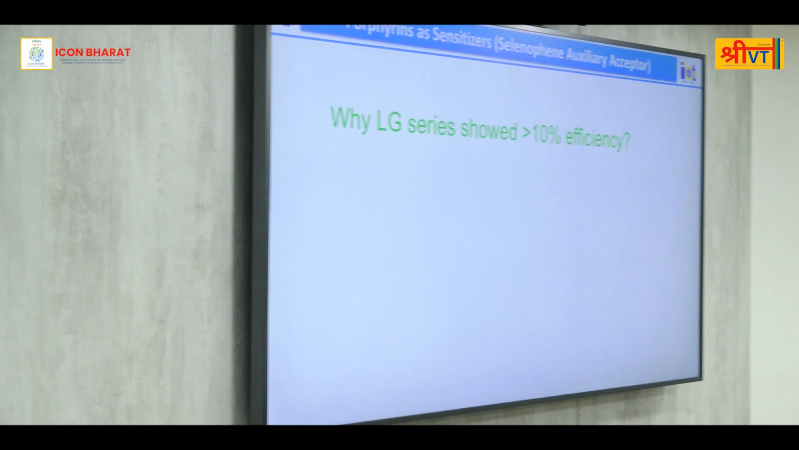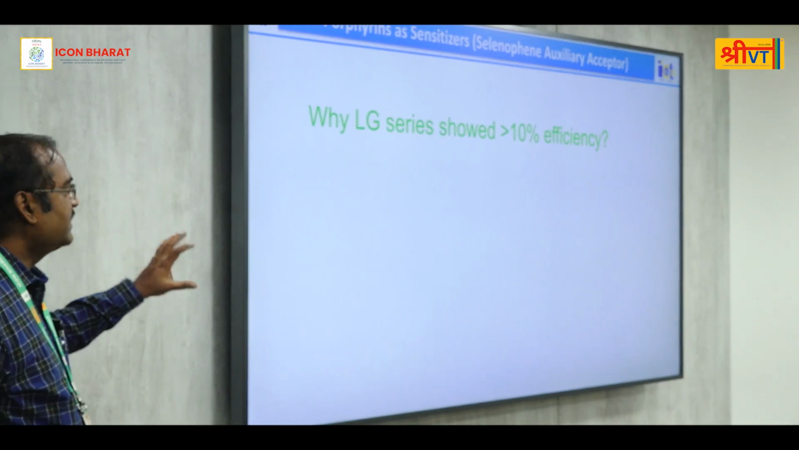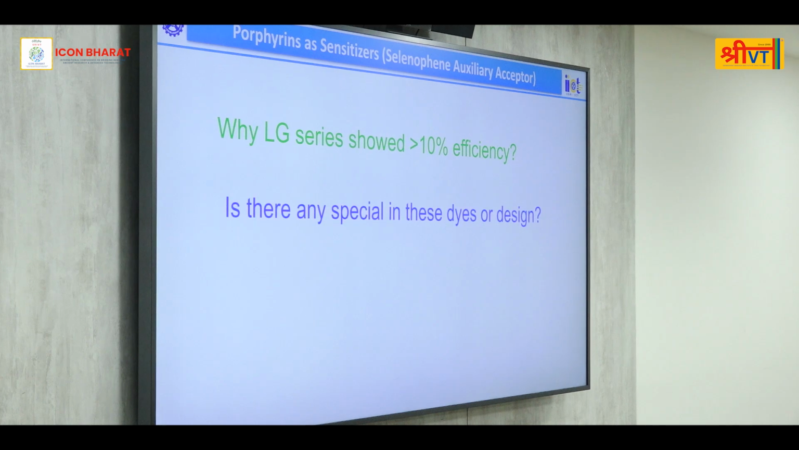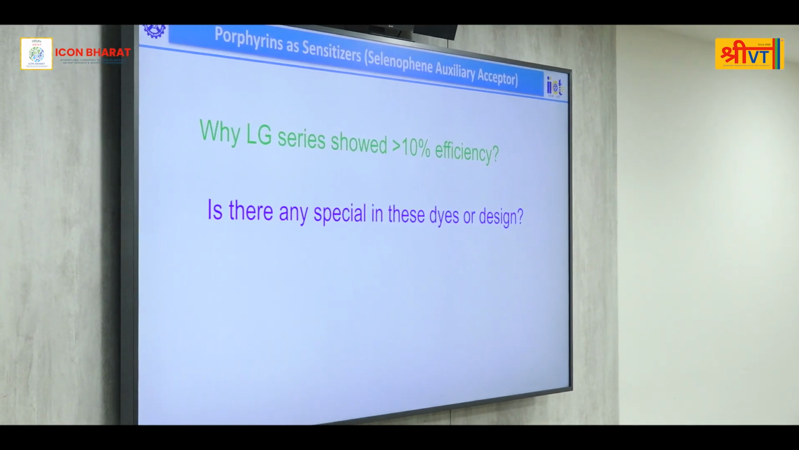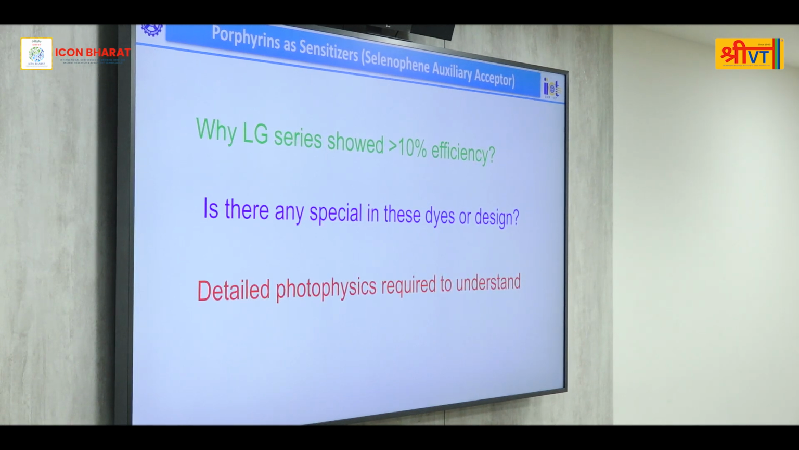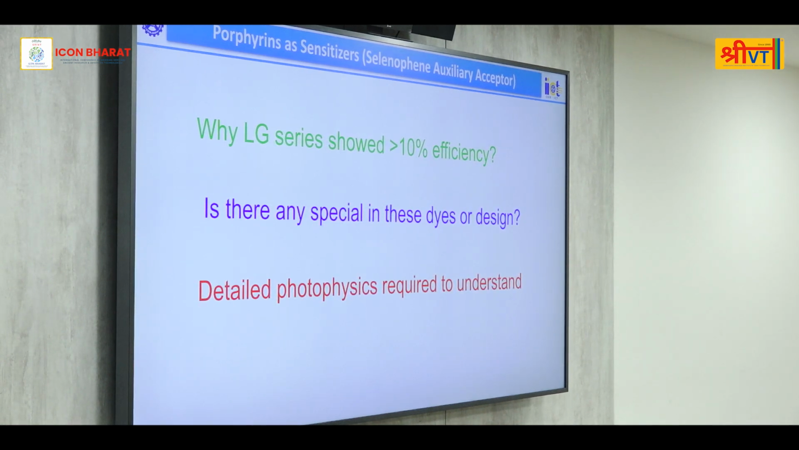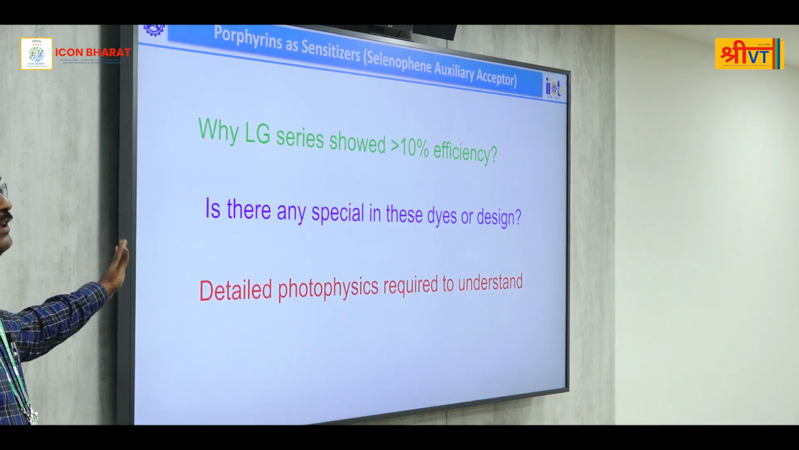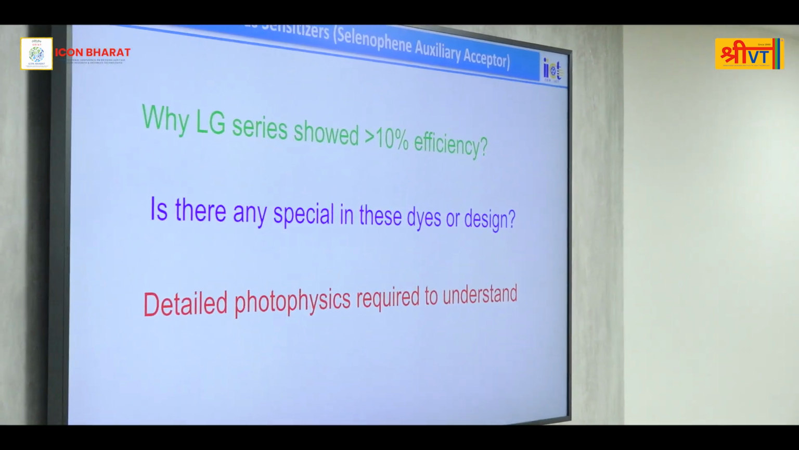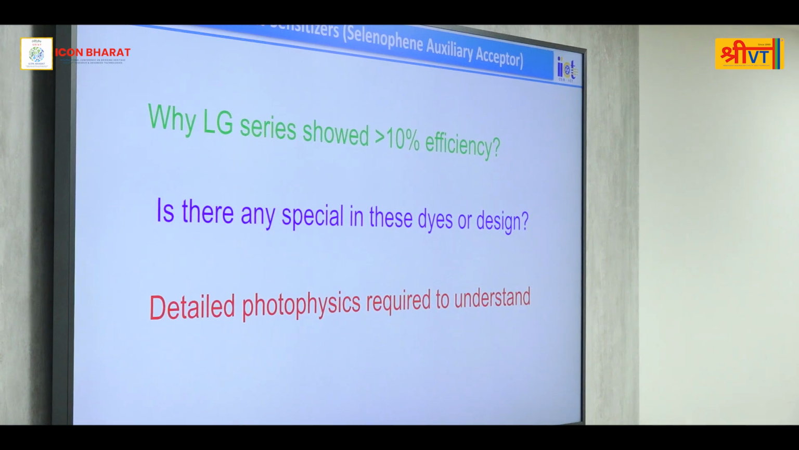So now we see why this kind of molecule has given greater than 10% efficiency. We have to look into whether there is any special case of dyes or design, and the detailed photophysics needs to be understood. It's not possible to jump from 10% to 20% unless there is a synthetic aspect. Now, if you want to study the detailed photophysics, I have to go back to my MSc.